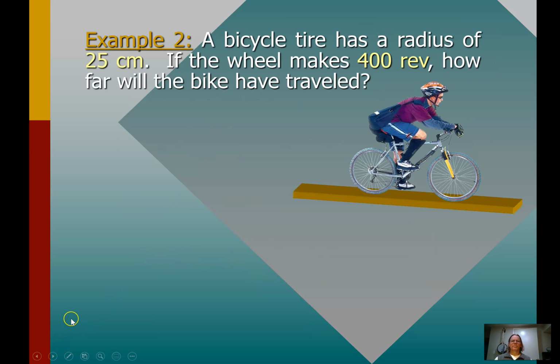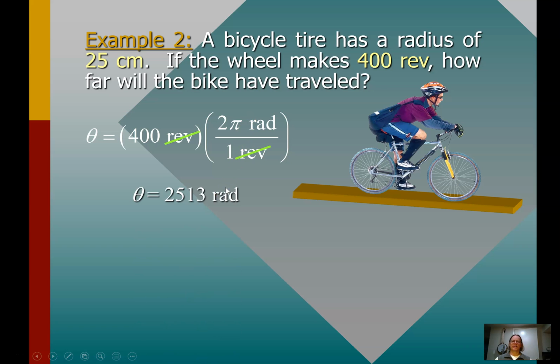Example 2. Bike. Radius of 25 centimeters. The wheel makes 400 revolutions. How far will the bike have traveled? Well, guys, I would try to get this into radians, because the radius is just 1/4 of a meter, so you can use that to figure out how far it's going to go. So probably the best route is to change that 400 revolutions into radians first. We divide out the revolutions, which means times 6.28, and that means it goes through 2,513 radians.